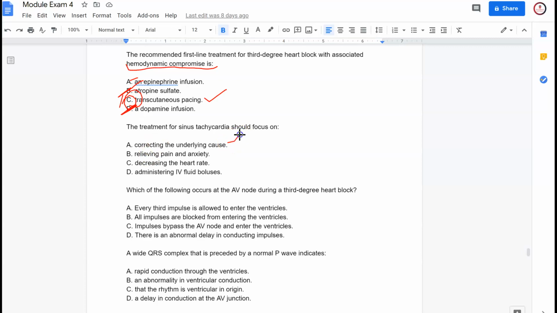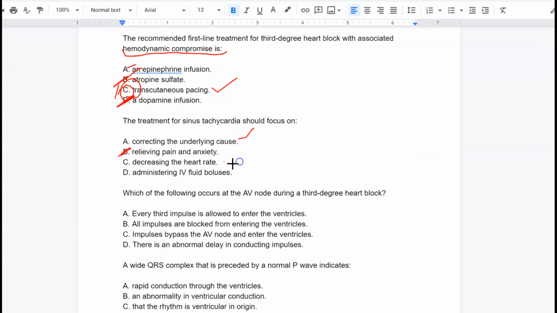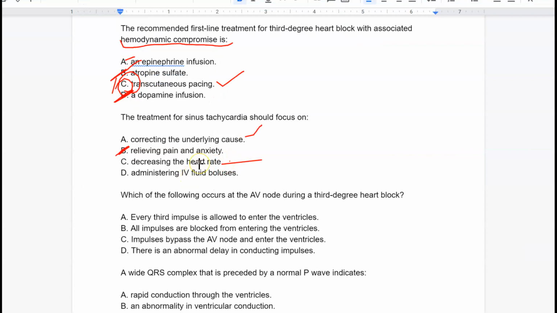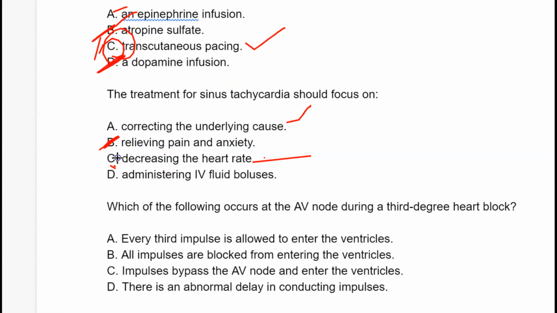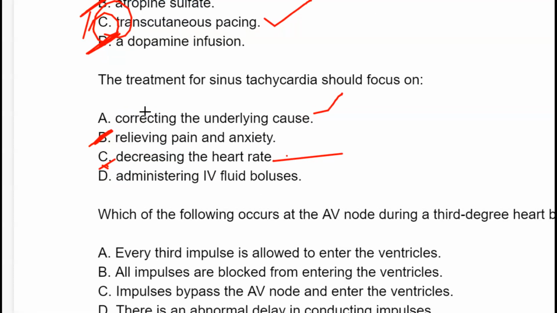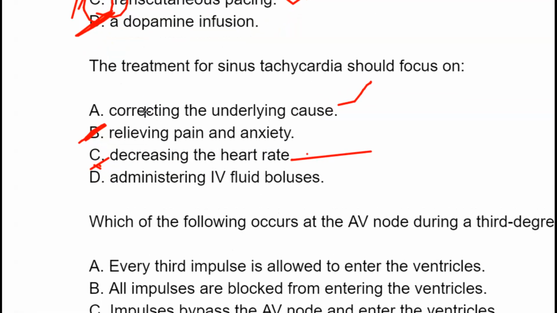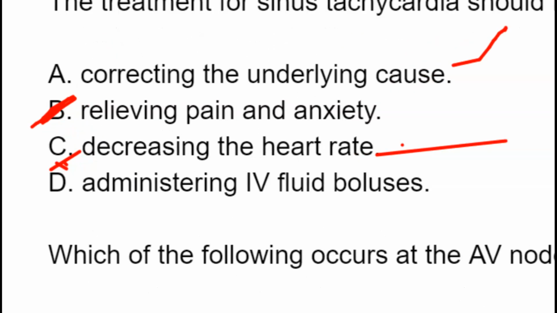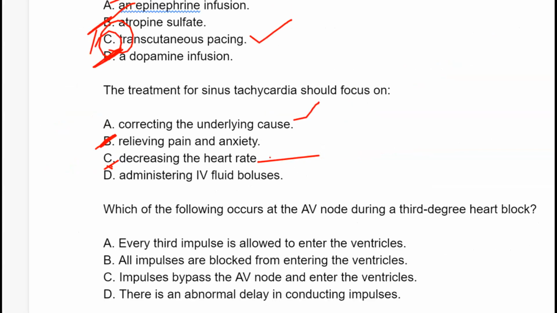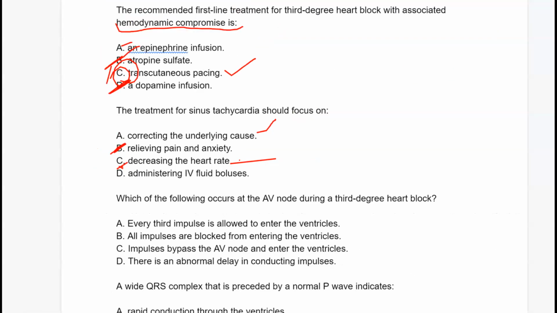Treatment for sinus tachycardia should focus on correcting the underlying cause, relieving pain and anxiety. I mean, is that the cause? Decreasing heart rate. Do you always want to do that? What happens if that's the only thing keeping that patient alive right now, right? Do you really want to take that away from them? No, we don't want to do that. That's a bad idea. Or administer IV fluid boluses. I mean, there comes a time when your patient might not need an IV fluid bolus. So the best answer is correcting the underlying cause.